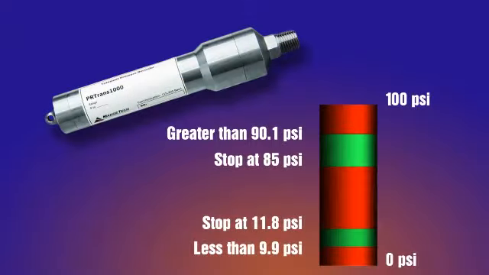Let's use an example in which data needs to be recorded greater than 90.1 psi and stop recording when the pressure returns to normal at 85 psi. We will also record data when the pressure level goes below 9.9 psi and will stop recording when it returns to normal at 11.8 psi.